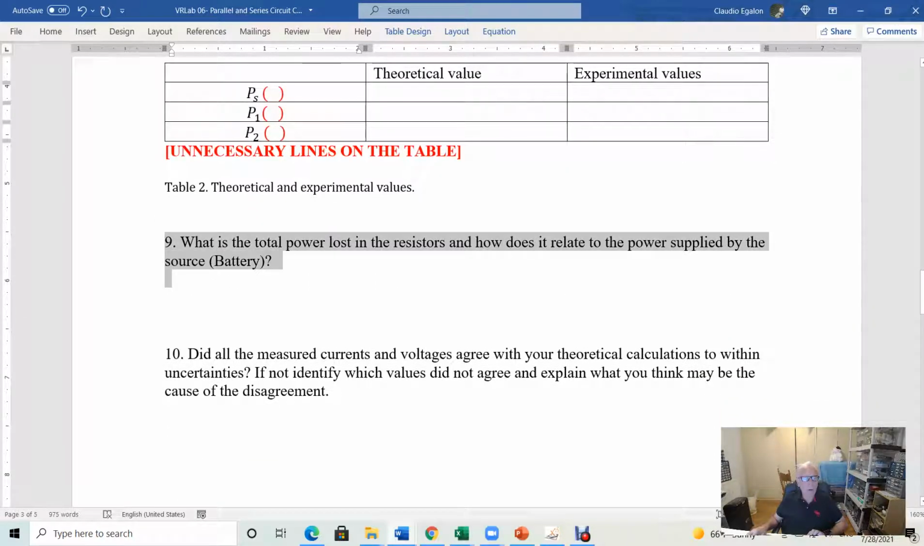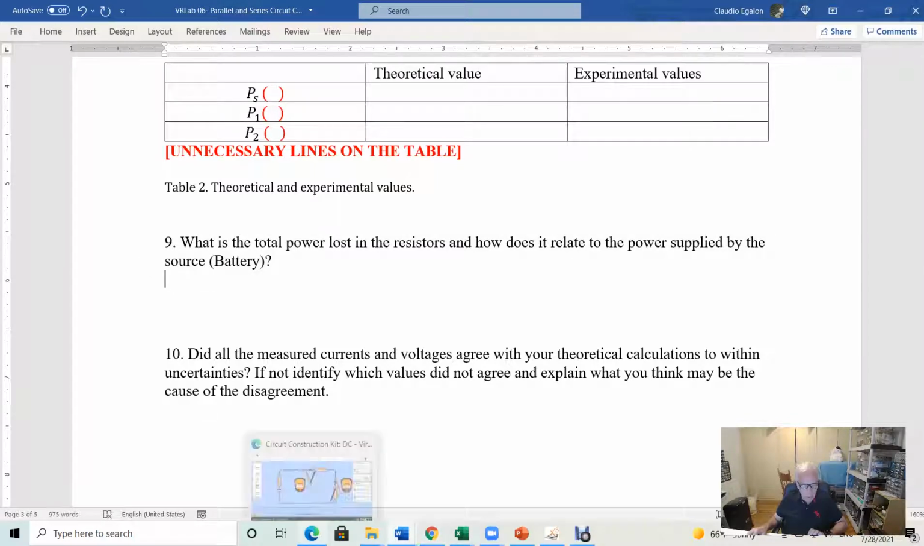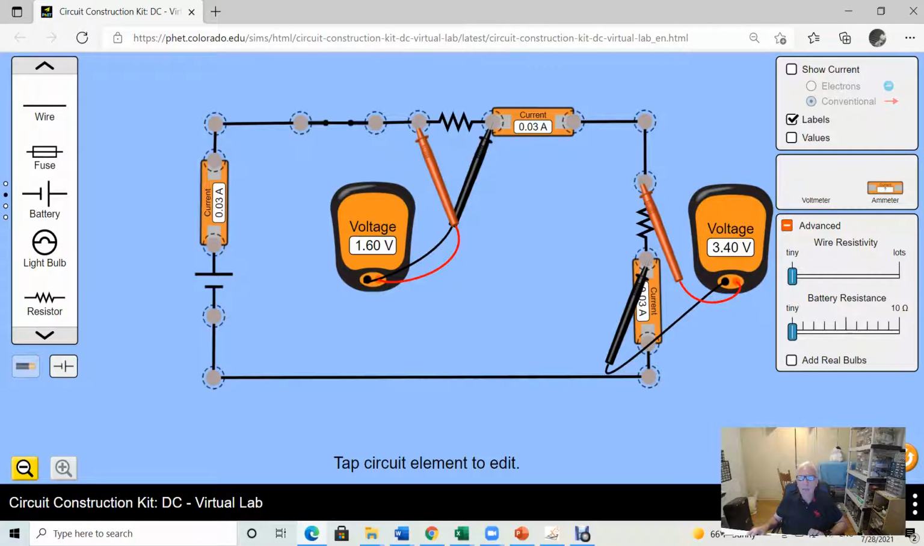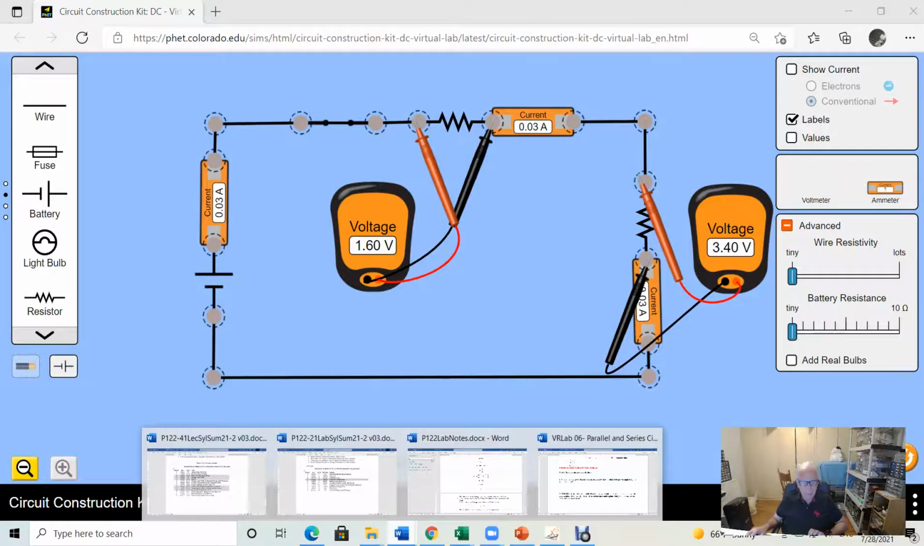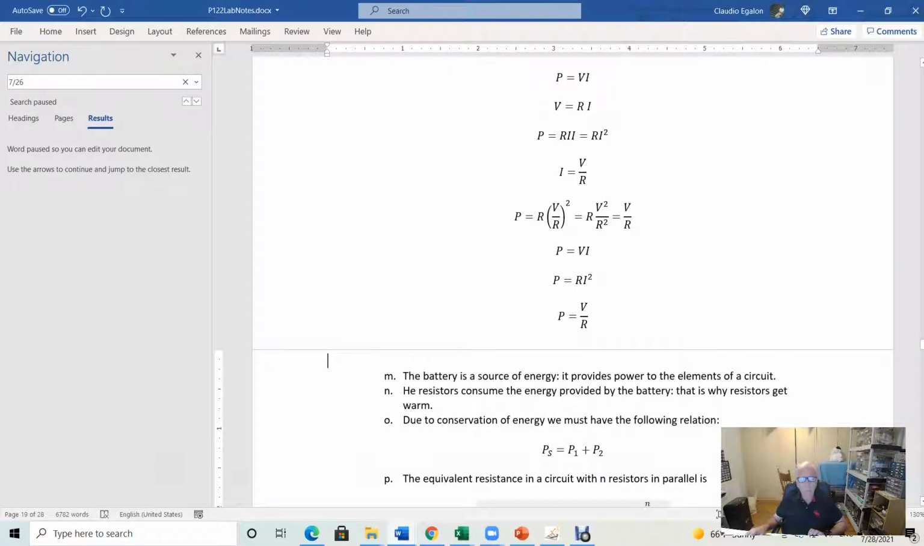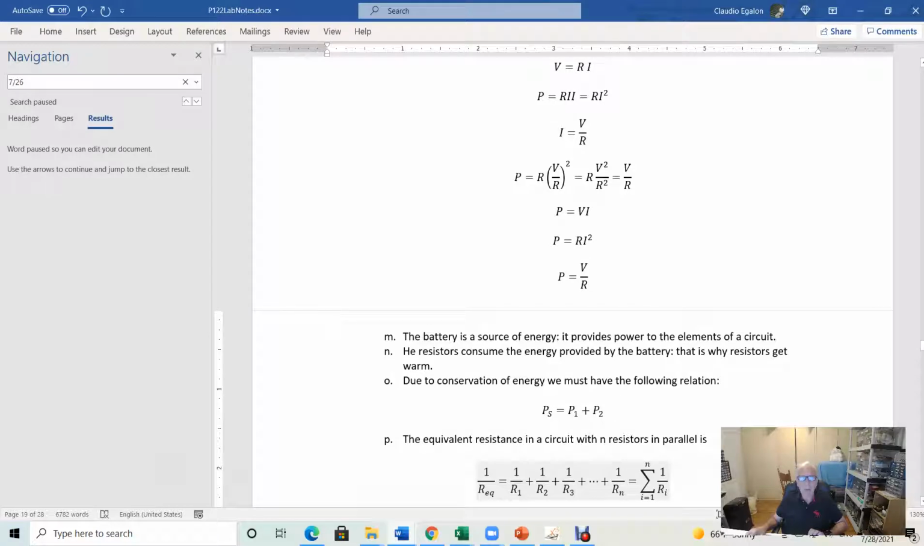What's the total power lost in the resistors, and how does it relate to the power supplied by the source, the battery? We can prove mathematically that the power lost in this resistor plus the power lost in this resistor is equal to the power provided by the battery. So we must have conservation of energy. Let's show that mathematically. PS must be equal to P1 plus P2.